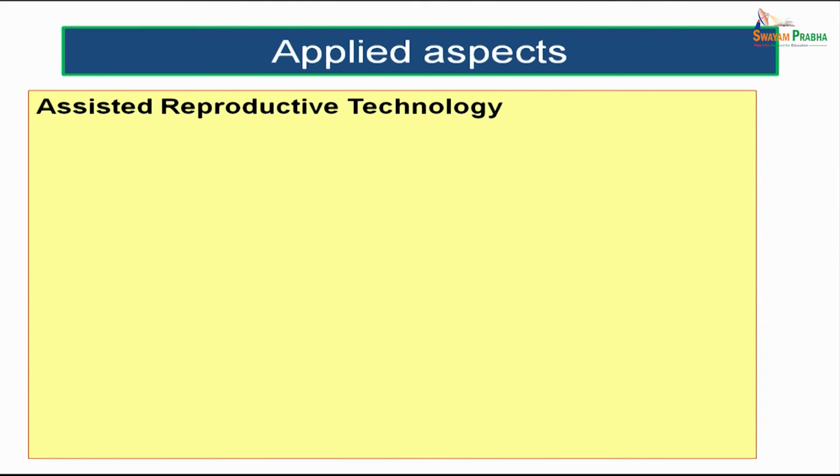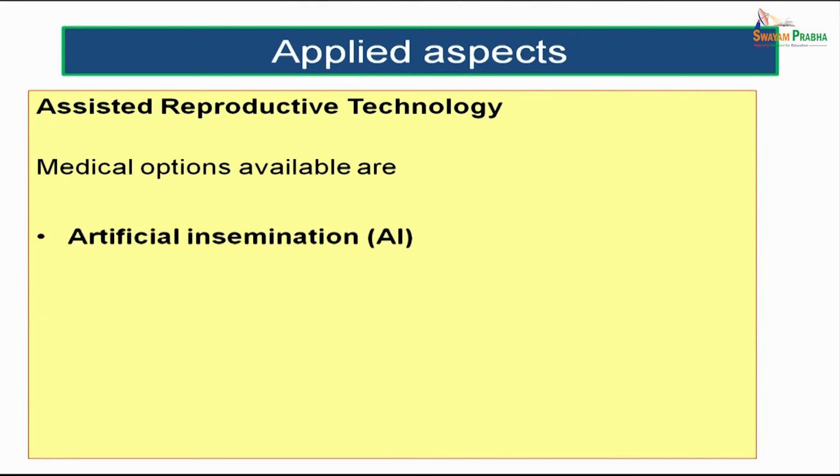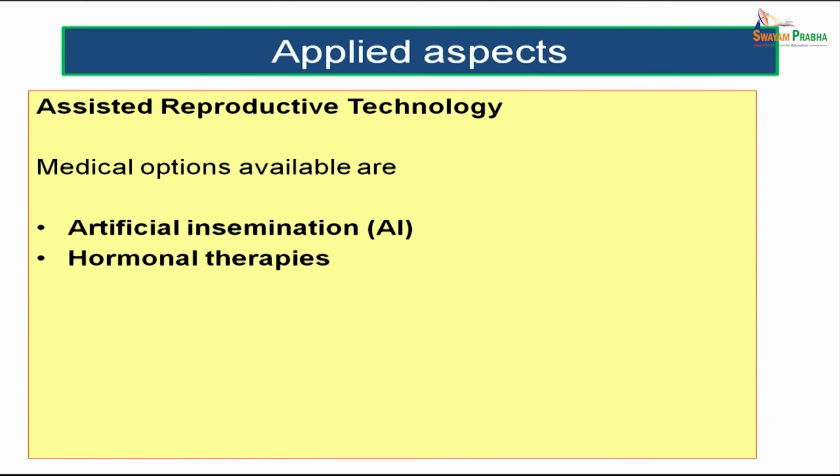Now, you might have heard about assisted reproductive technology. Assisted reproductive technology means sometimes the couple won't be able to have their young ones. There might be some fault with the sperm, there might be some fault with the ovum, there might be some fault with the reproductive organs, likewise. So, what are the medical options available? One is artificial insemination and the hormonal replacement therapies. Using hormones we can boost up the sperm production and the ovum production, and artificial insemination is keeping the sperm inside the uterine tubes.